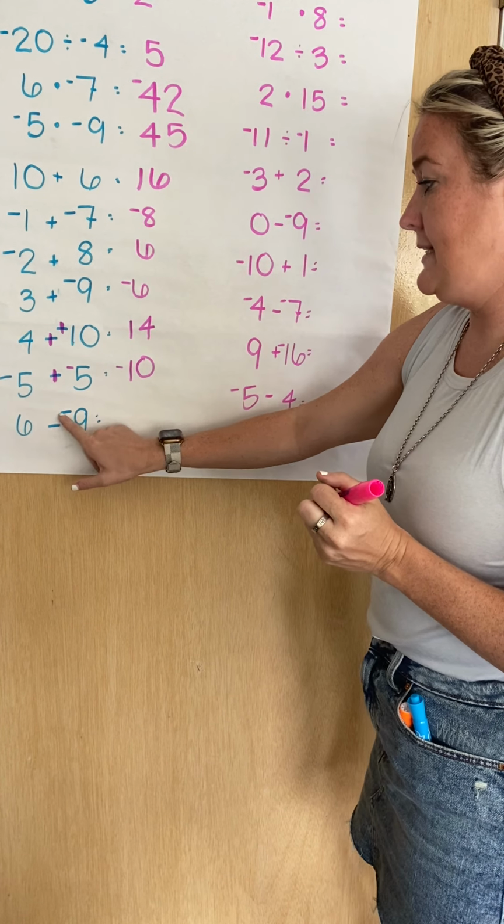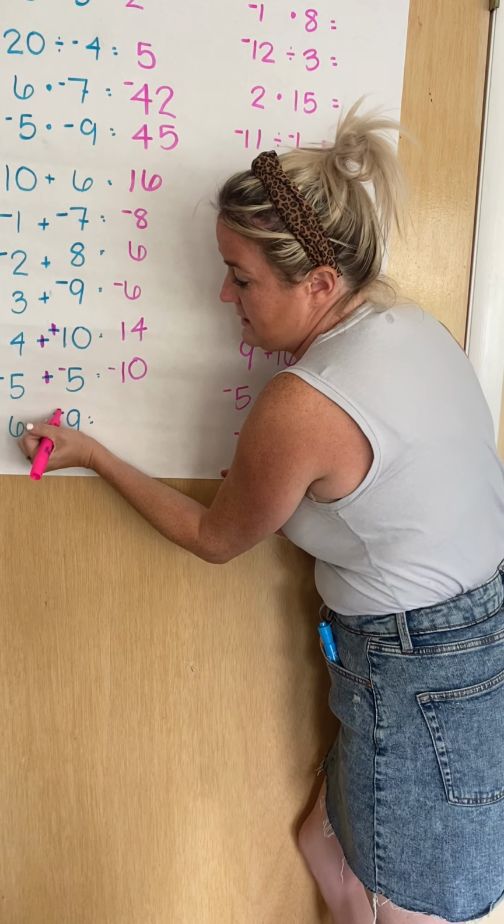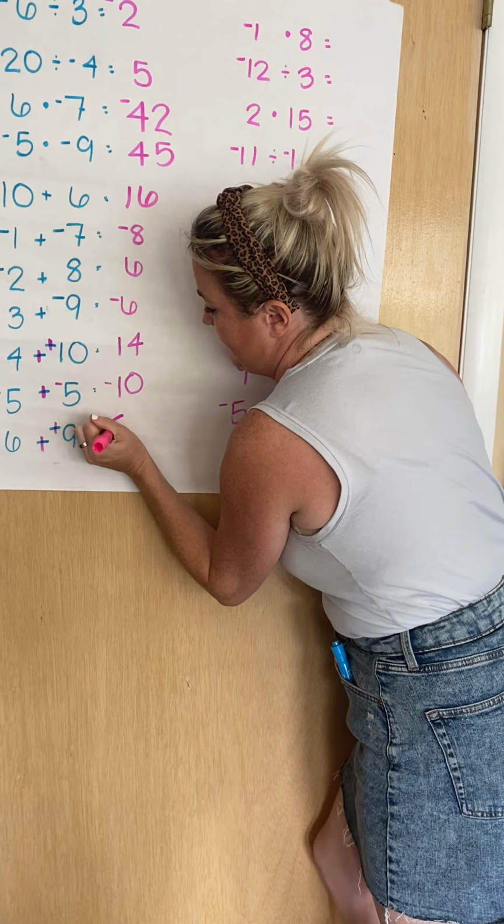And then 6 minus negative 9, I'm going to make this into an addition sign. This is negative, so I'm going to make it positive, and it's just going to follow addition rules. 6 plus 9, which is going to give me 15.